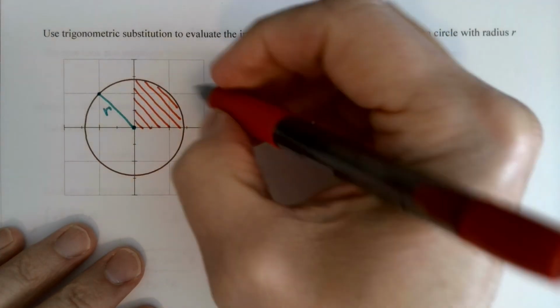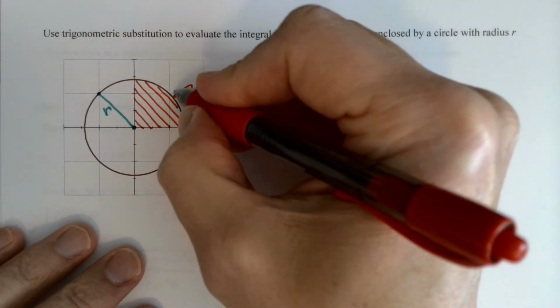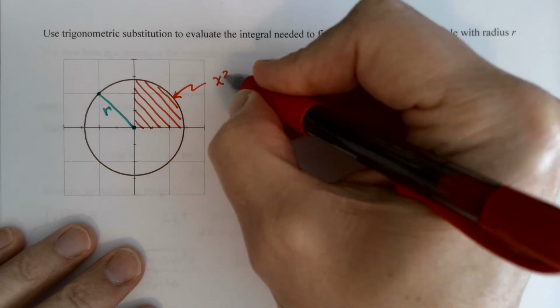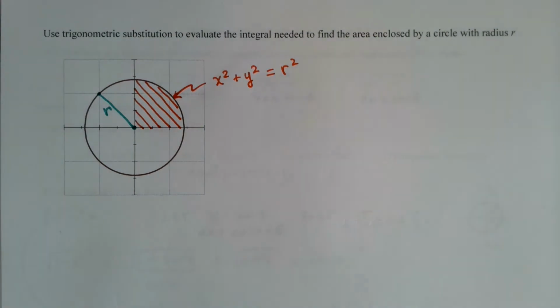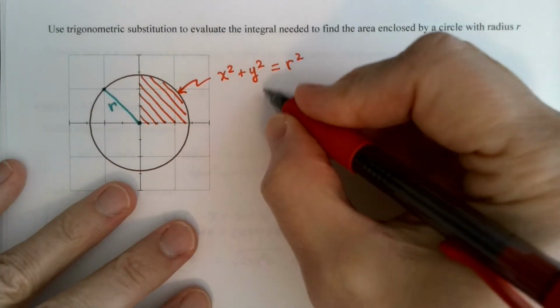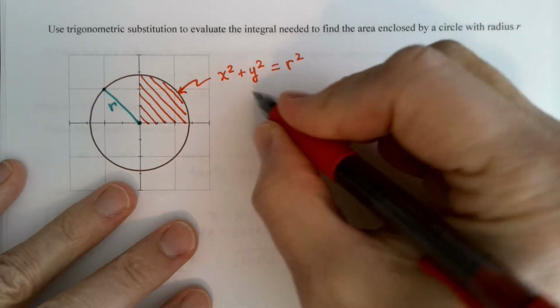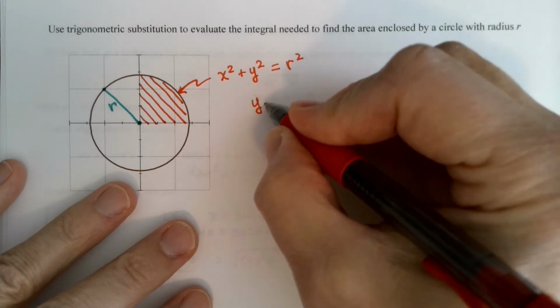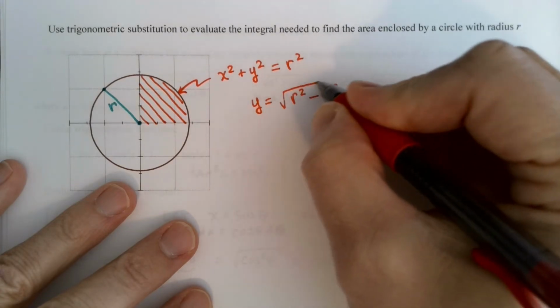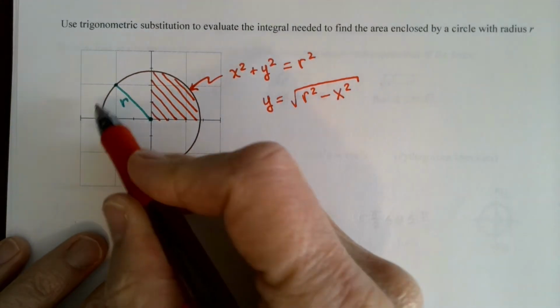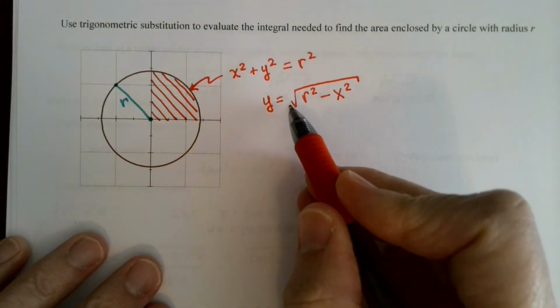First of all, what's this curve? This curve is the curve x squared plus y squared equals r squared, right? That's the standard form for a circle. In this case, radius r centered at the origin. And I can solve for y, right? If I subtract x squared from both sides and take the square root, I get y is equal to the square root of r squared minus x squared. And so that's this top part. Notice I took the positive root.